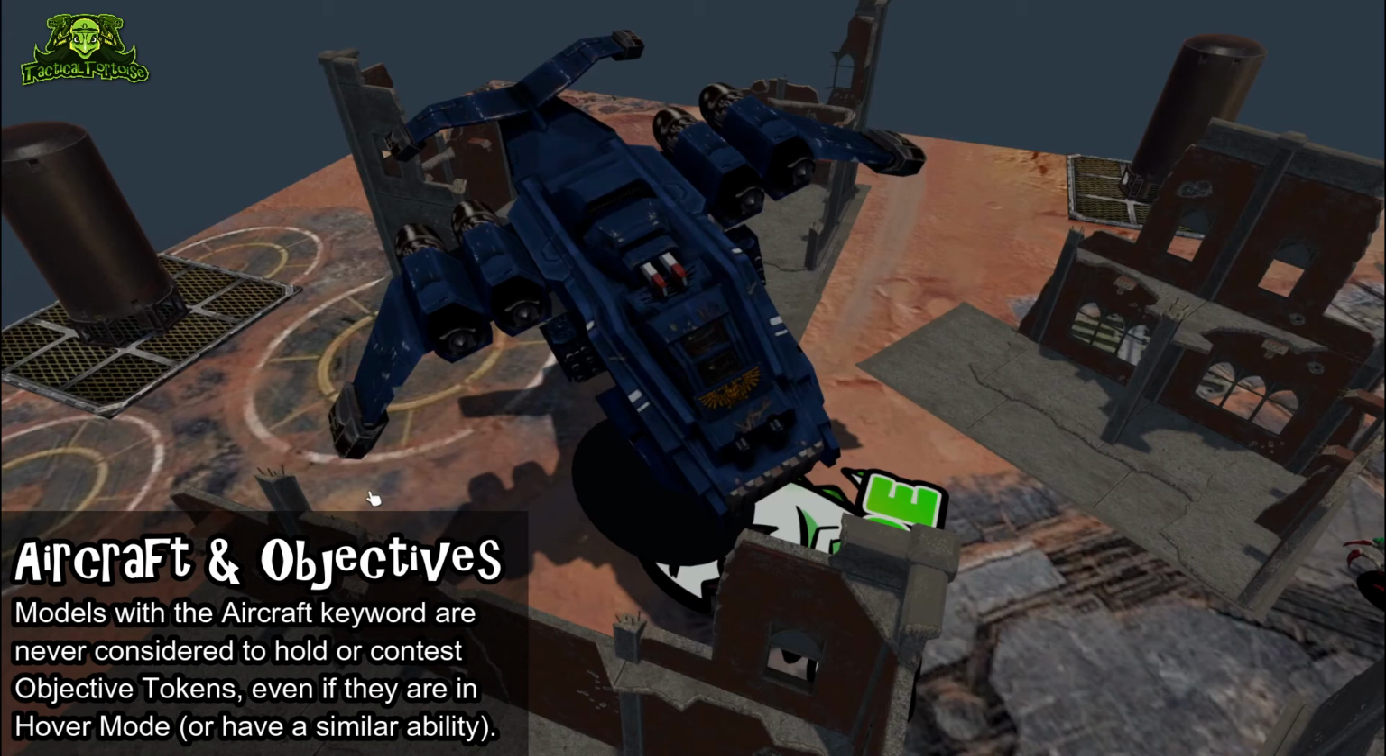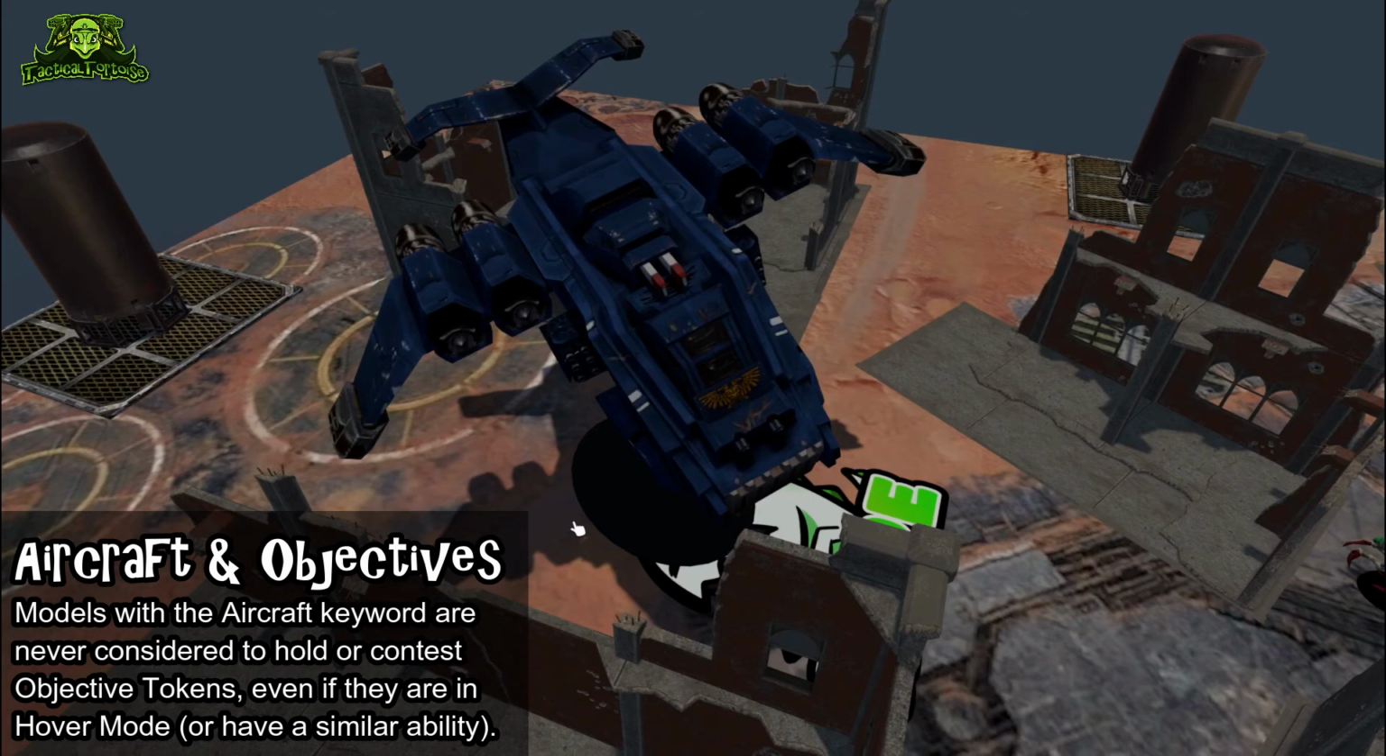So as we move on to the next video and talk about how to actually win a game of 40K and score objective points, keep in mind that if you have an aircraft, even if it's in hover mode, which some aircraft can do, they will never interact with objectives in any way, primary objectives anyway. They can't hold objective tokens, although sometimes they do score secondary objectives.